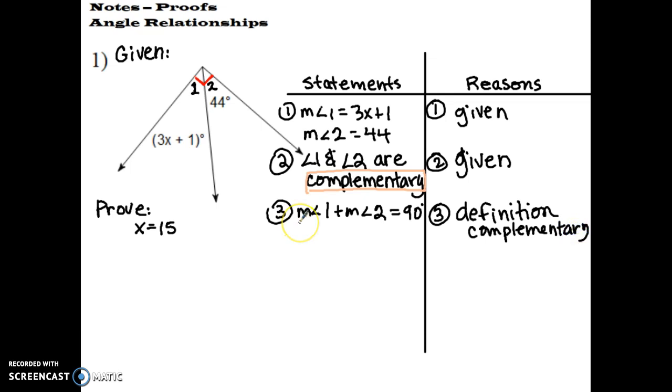Next, now that I have this value here, the measure of angle 1, I know that's 3x plus 1. The measure of angle 2, I know that's 44. So I'm going to substitute my numeric values. 3x plus 1 plus 44 equals 90. That's substitution.